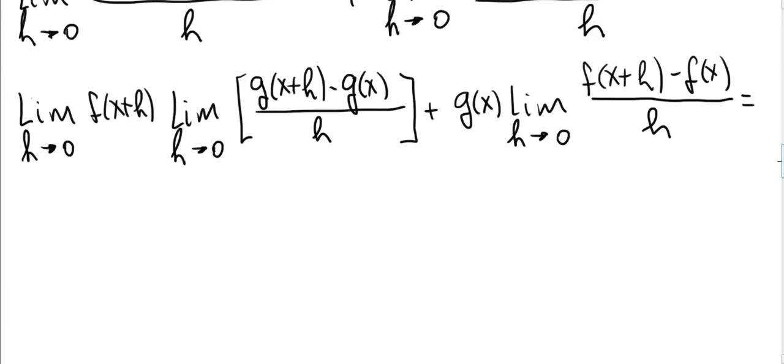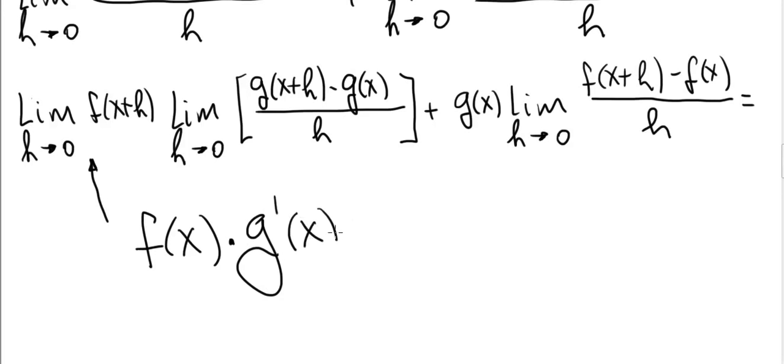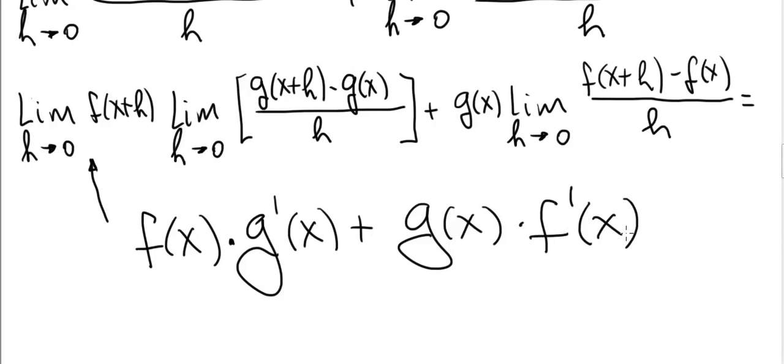Let's look at these four limits. First, as h goes to 0, f of x plus h is just f of x. The limit as h goes to 0 of g of x plus h minus g of x over h, that's the definition of the derivative of g, so that's g prime. Plus g of x times the limit as h goes to 0 of f of x plus h minus f of x over h, well that's f prime. And that's the product rule. So it's first times the derivative of the second plus second times the derivative of the first.